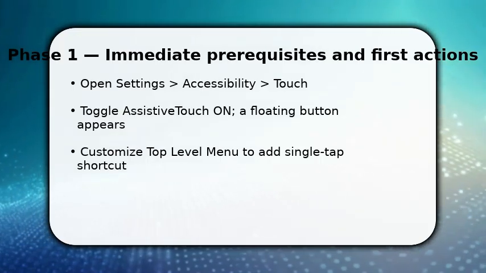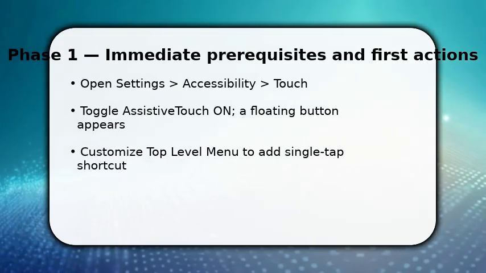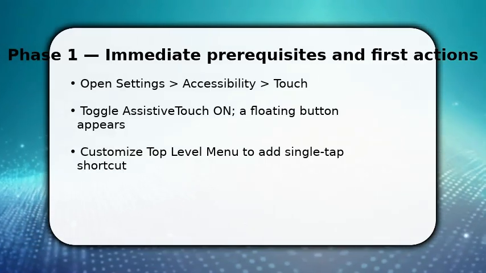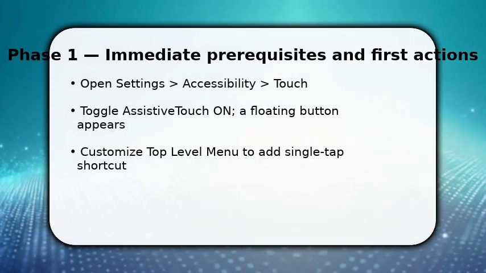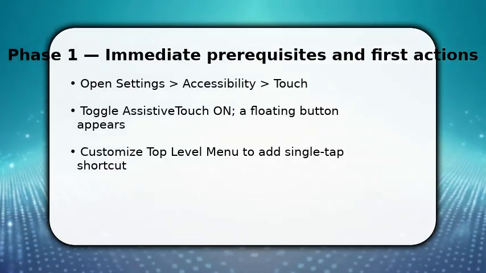Once done, press Customize top-level menu to pick actions for single tap or double tap. You want essential actions like Home, Control Center, or Custom Shortcuts. Make sure to drag the floating control to your preferred edge so it's reachable when you hold the phone.